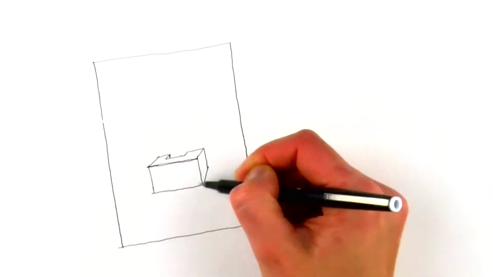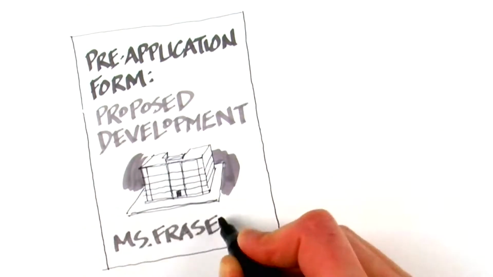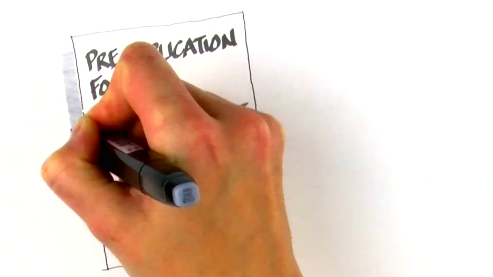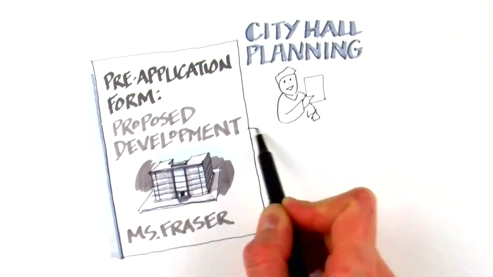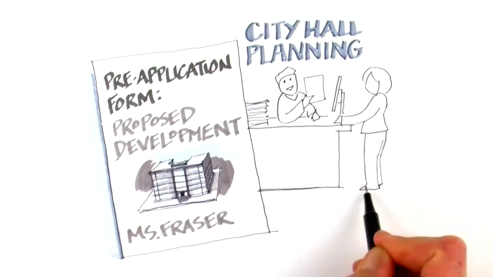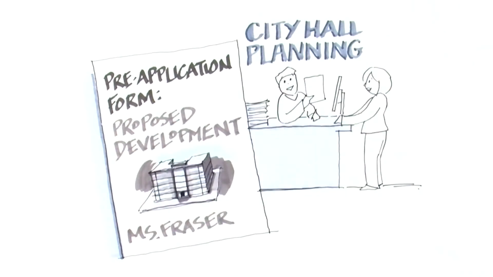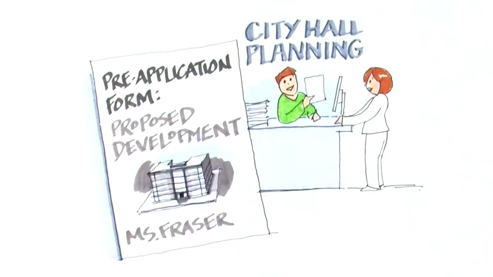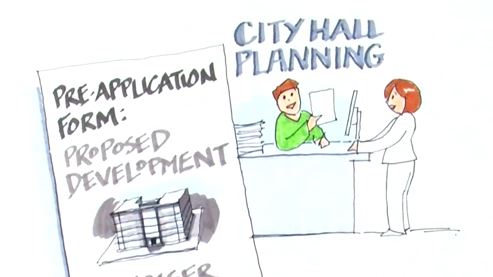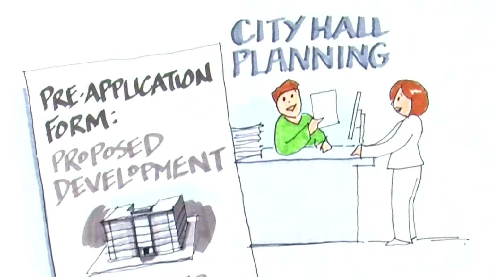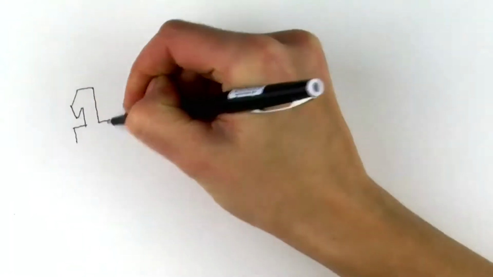First, Ms. Fraser begins the development process by applying to the Planning Department for a pre-application. The pre-application, which is optional, provides the city with a chance to review Ms. Fraser's proposed project. This gives her early feedback identifying the requirements and issues that may need to be addressed prior to making a full application. Ms. Fraser will also be notified of the other requirements and applications that she will complete as a part of the development process.